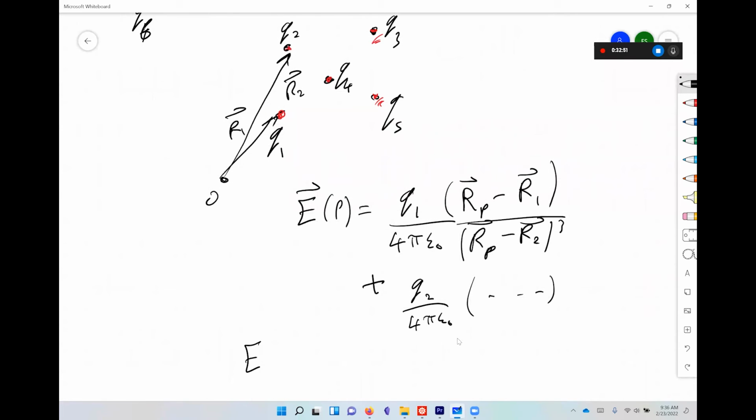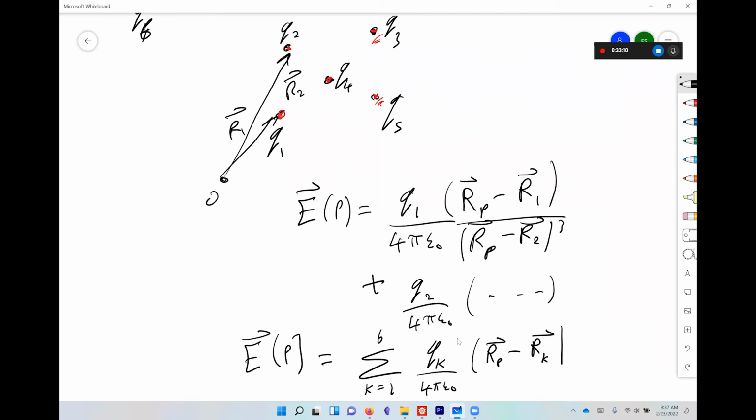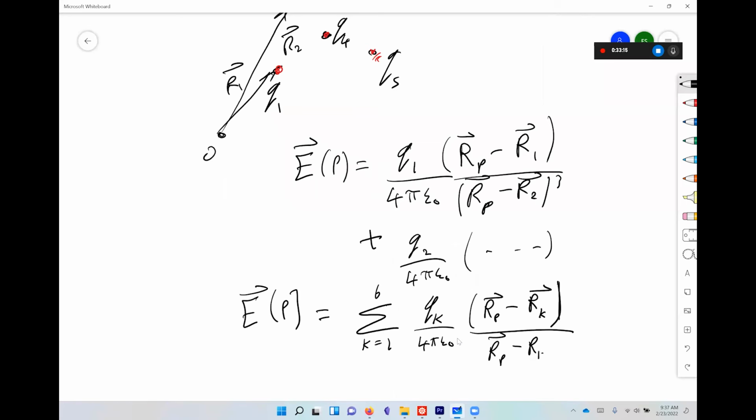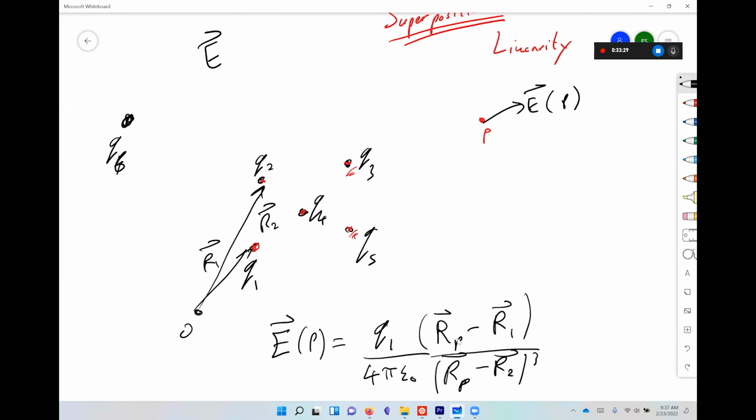So I can write E_P at point P as the sum from K equals 1 to 6 of QK over 4 pi epsilon naught, times RP minus RK, over the magnitude of RP minus RK cubed. This is, by the way, a vector addition. Each one of those terms gives me a vector, and then I sum those 6 vectors up to get the resultant field.